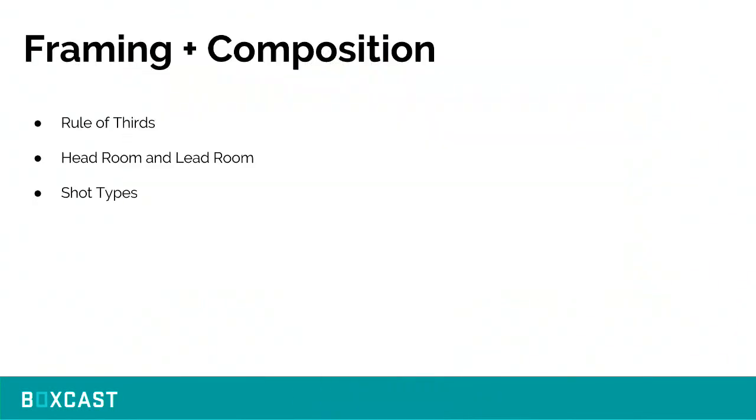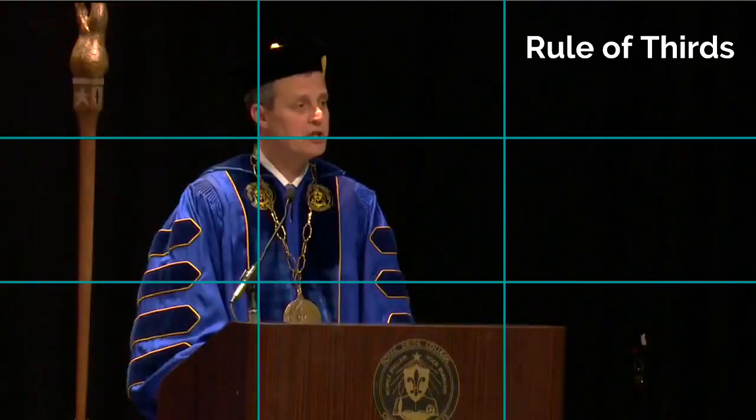So framing and composition, what are we talking about? It's really about making sure aesthetically that you're providing the best experience for your viewers, making sure your subjects are in the right spot and your camera's pointed in the right direction and stuff like that. So what we'll talk about there is the rule of thirds, headroom and lead room, and then shot types. Let's go into the rule of thirds. What is the rule of thirds?